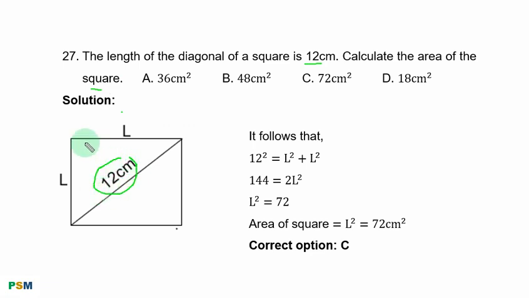So we have two right angle triangles. By Pythagoras rule, you have it that 12 squared is equal to L squared plus L squared. You have this result. Divide through by 2. L squared is equal to 72. Area of a square is equal to L squared, and that is 72 square centimeters. The correct option is C.